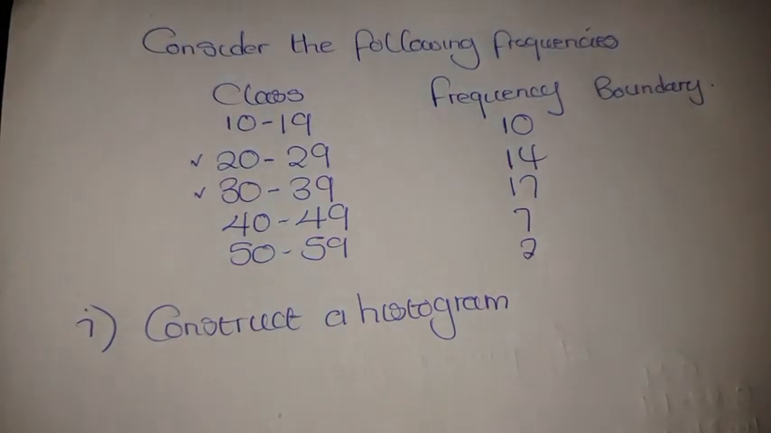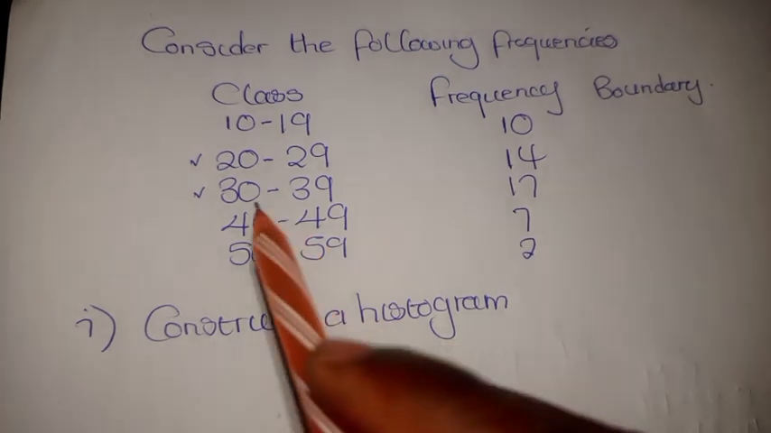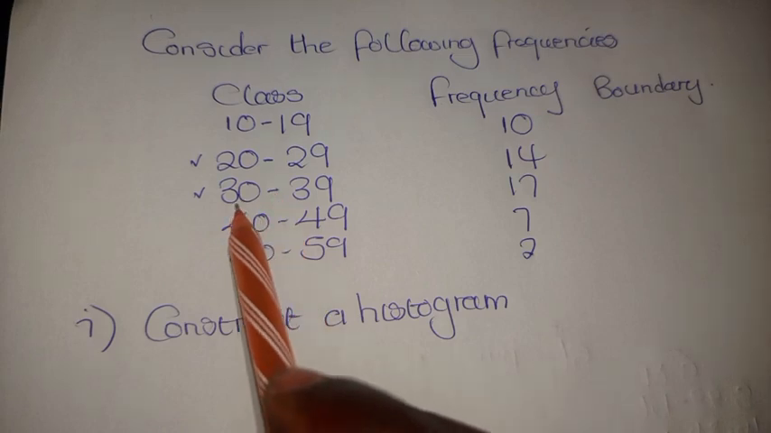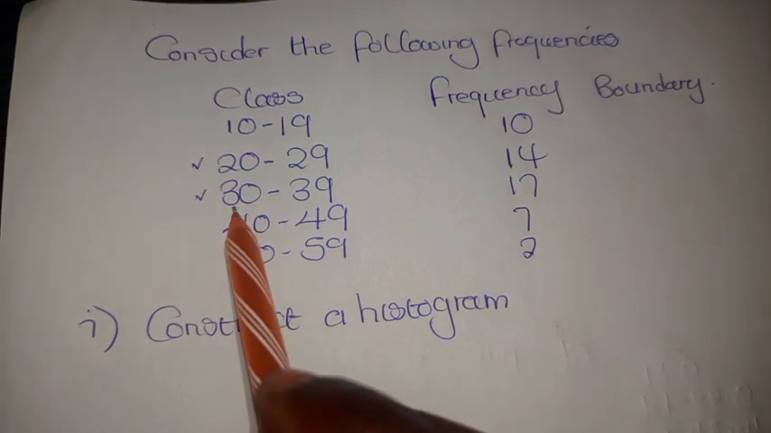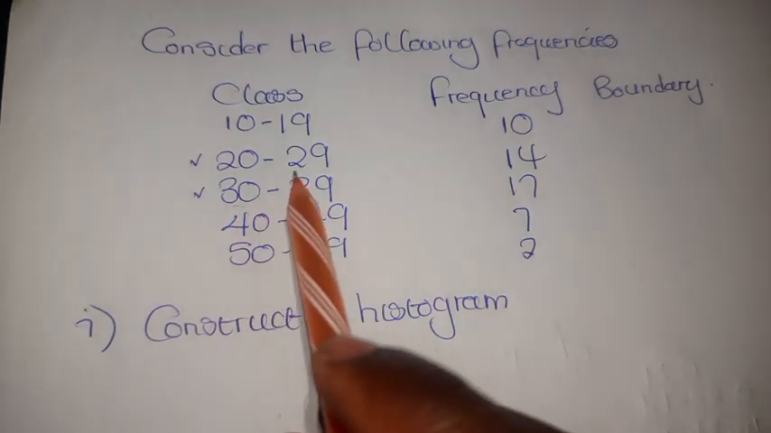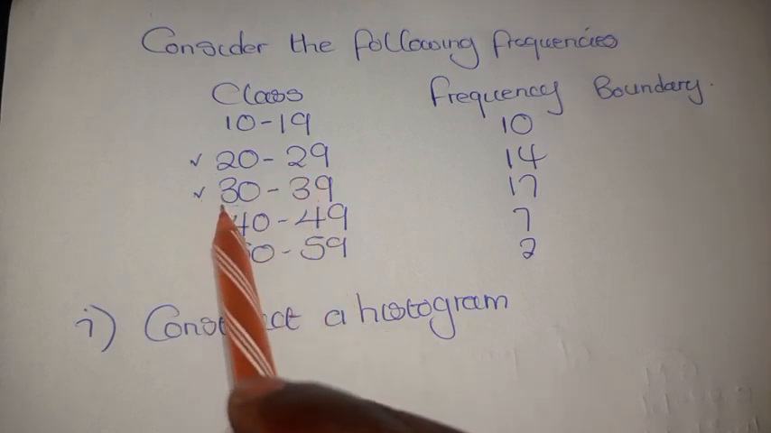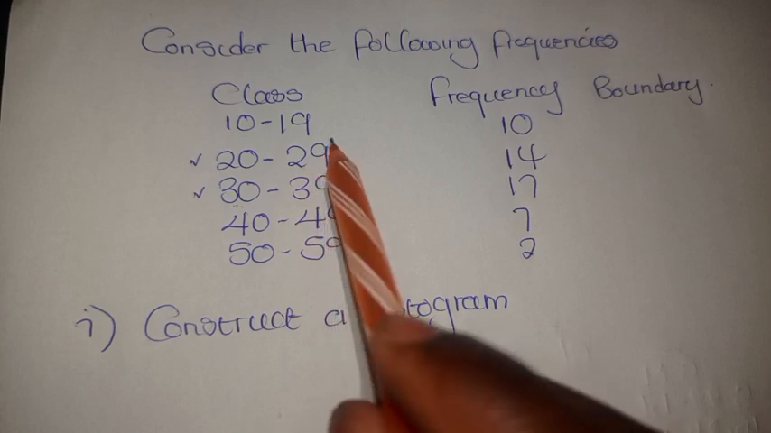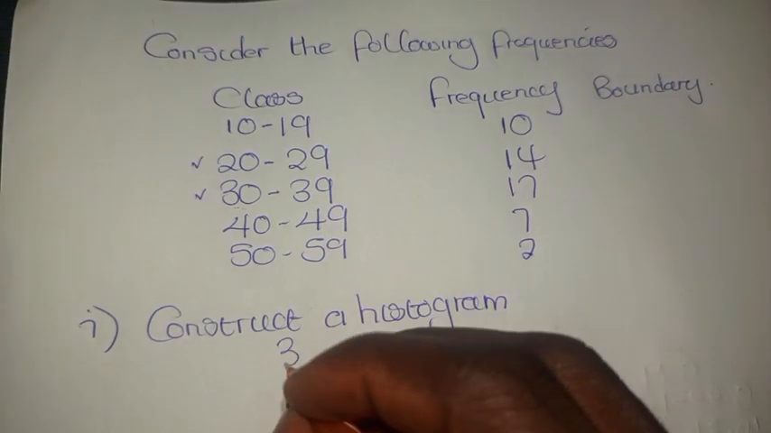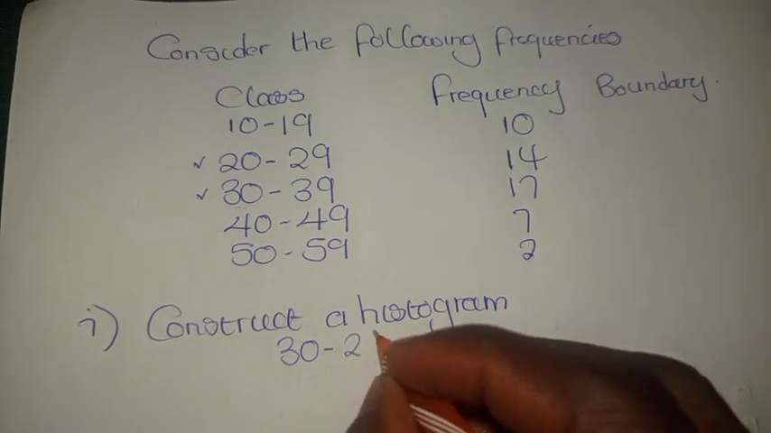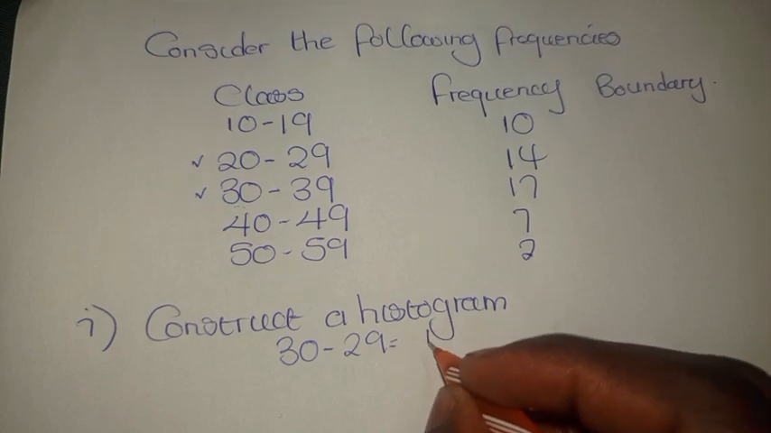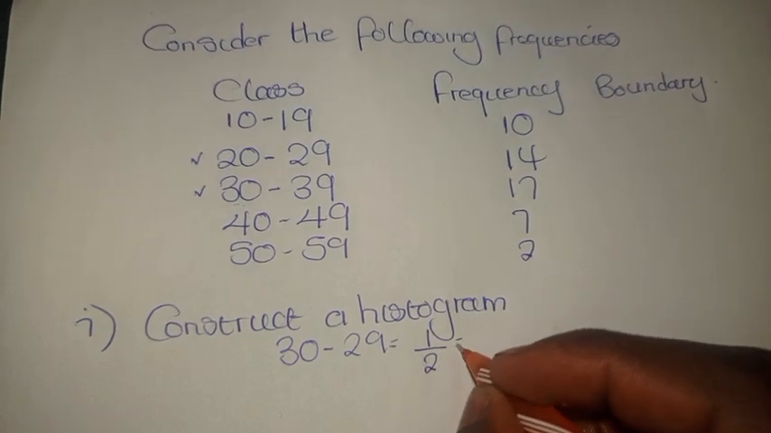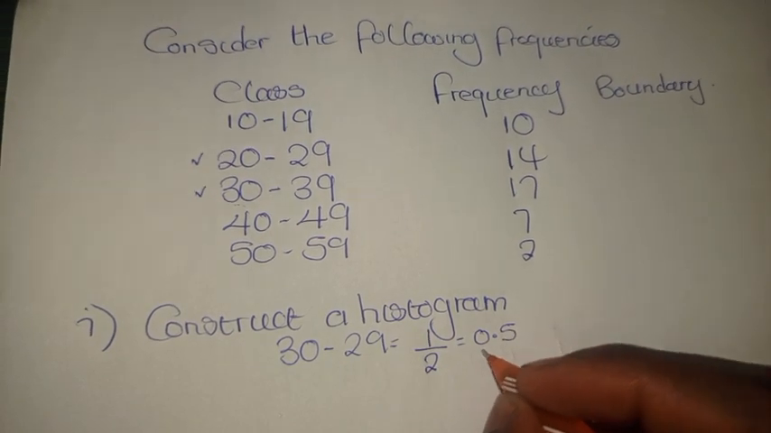What you basically do to come up with the boundary is subtract the upper boundary of the second class from the lower boundary of the third class. So you subtract 30 minus 29, you get the value to be 1, and you divide it by 2, you get the value to be 0.5.